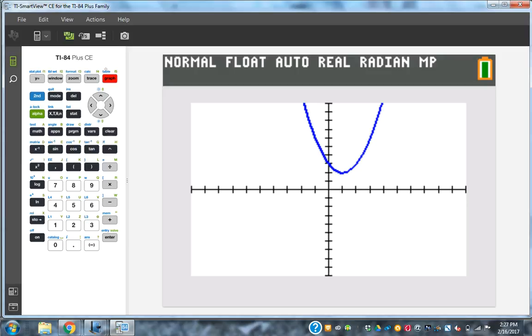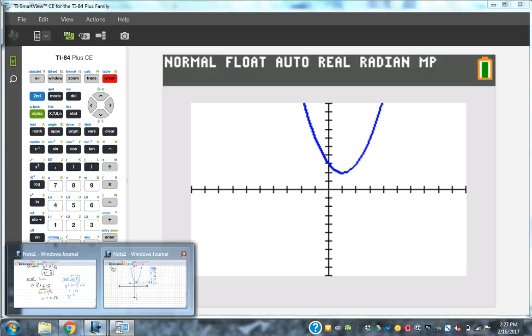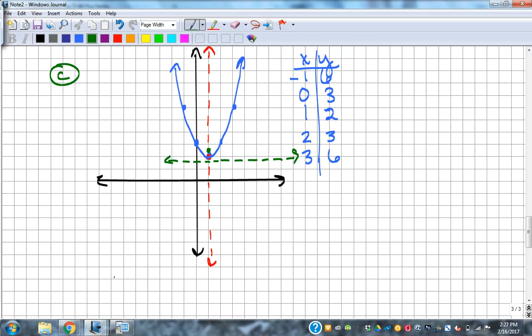Did I do this right? Because if I didn't, then my graph won't look like this. So you can kind of check yourself by looking at that and make sure, hey, my graph looks something like that. That's pretty close to what mine looks like. Pretty good. All right.